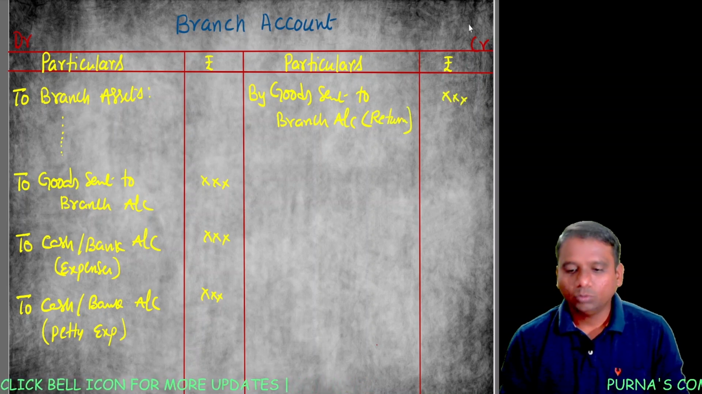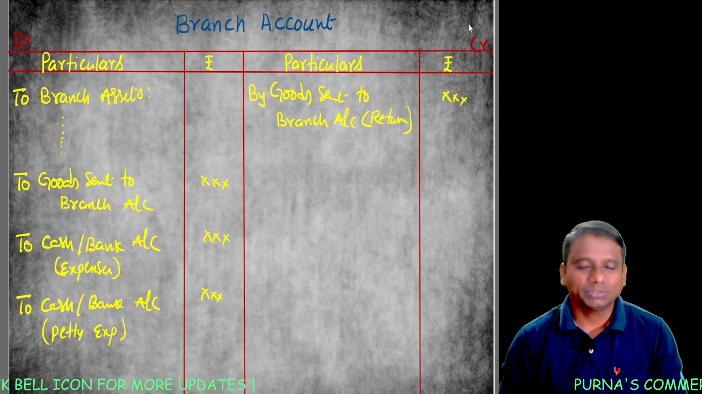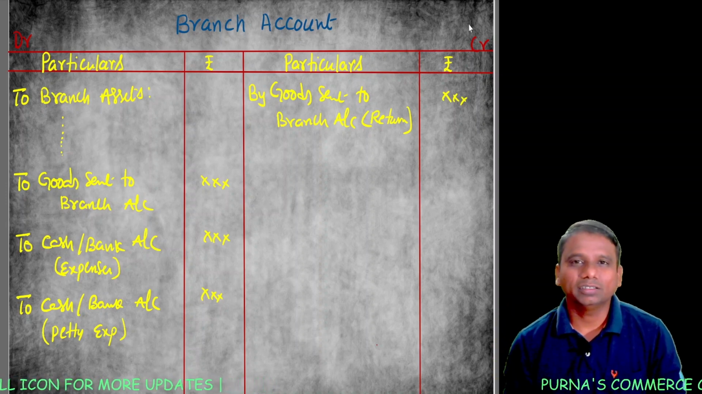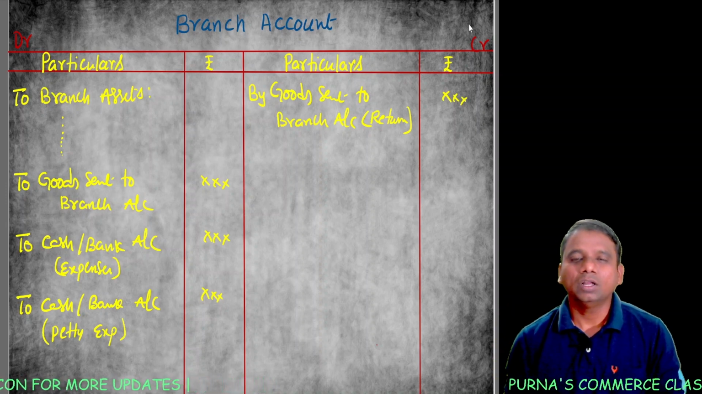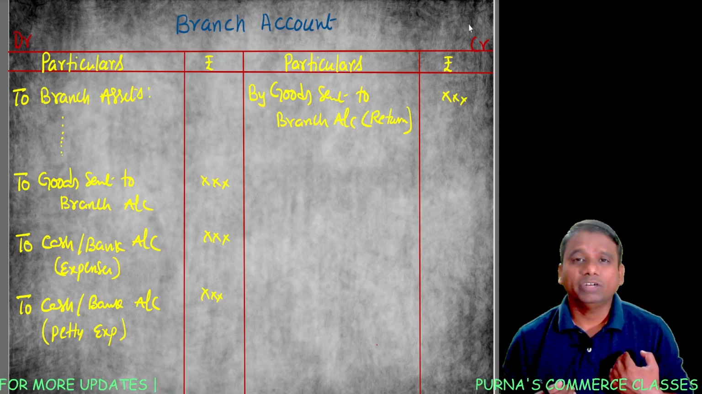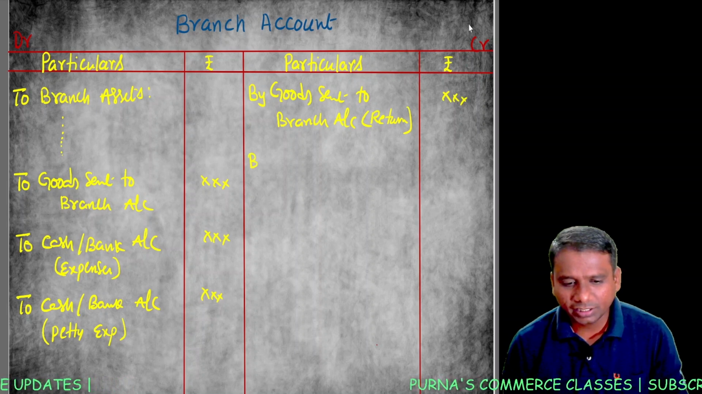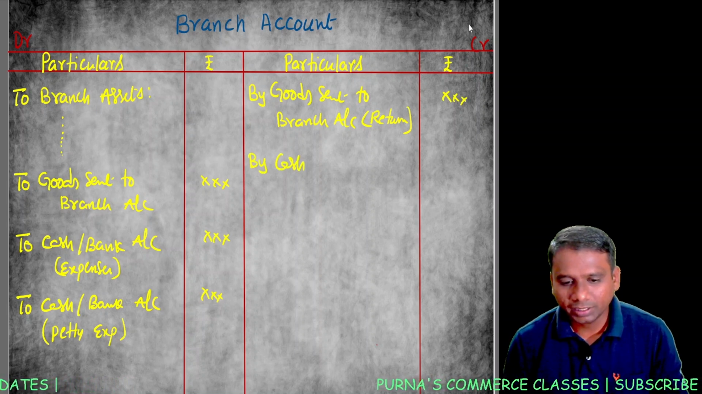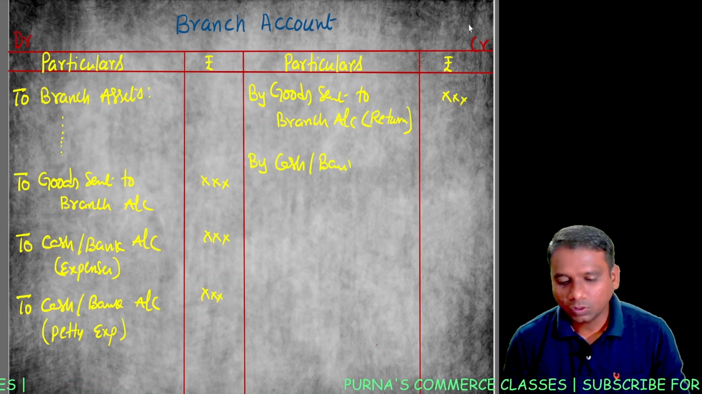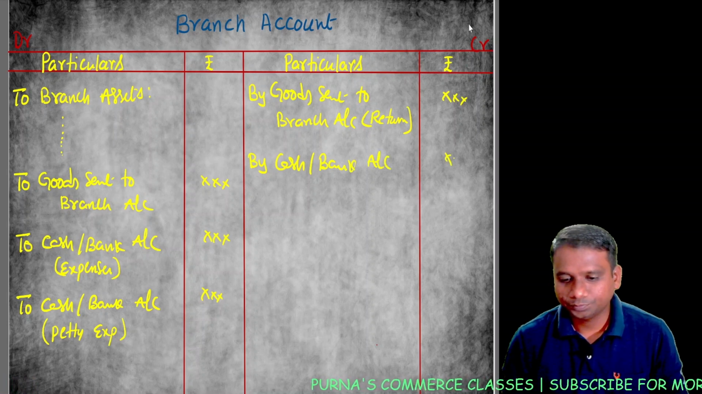Yes or no? What's the next one? Cash remittance. Cash remitted to the head office. What is the entry written? In the books of head office, cash account debit to branch account. Branch account is credited here. So by cash or bank account.